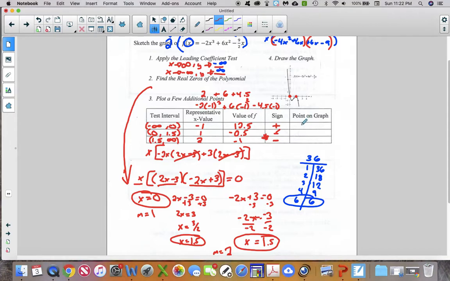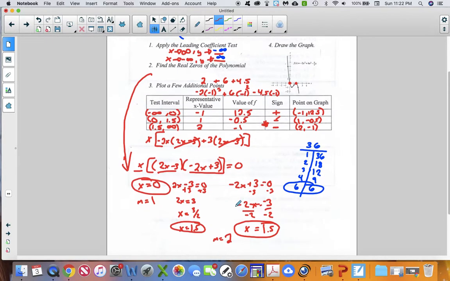Okay, and what they mean by point on the graph is that this is the point negative 1, 12.5. This is the point positive 1, comma negative 0.5. That's what they mean by point on the graph. So using those test intervals to find out what's happening between those zeros I found, I can determine what's going on with the graph a little bit more. Okay, so there you go.